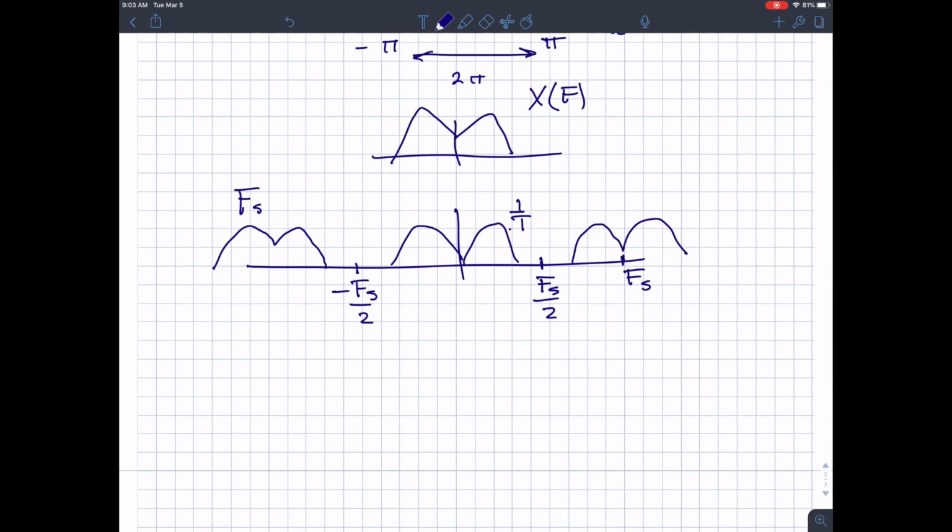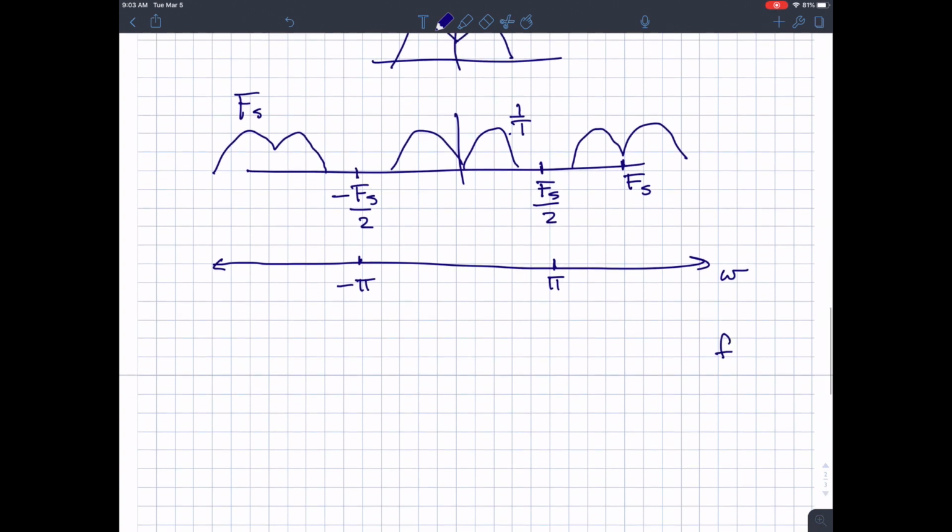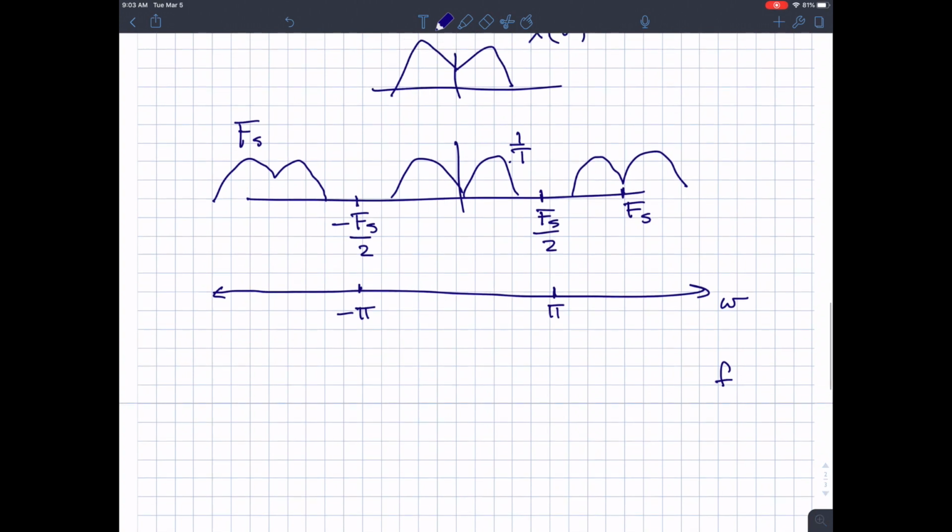All right, so just so this doesn't confuse you, you can always relabel this axis with normalized frequency. If it were omega, this would be pi and minus pi. And if it was lowercase f, remember, Oppenheim uses cycles per second for little f, I use cycles per sample. Okay, if you did that, this becomes 1/2 and minus 1/2.